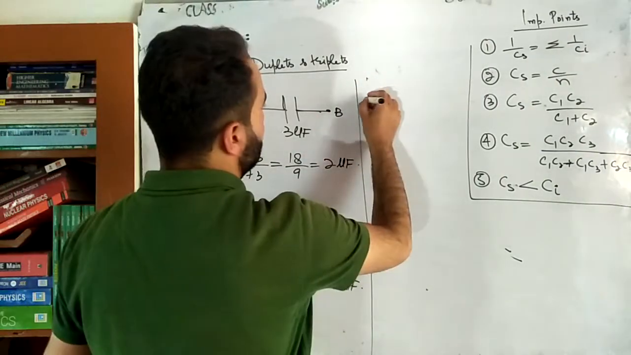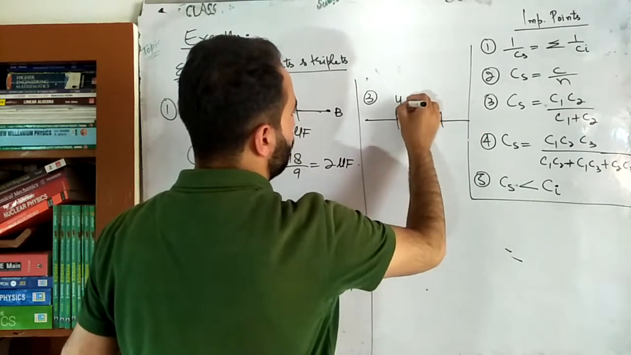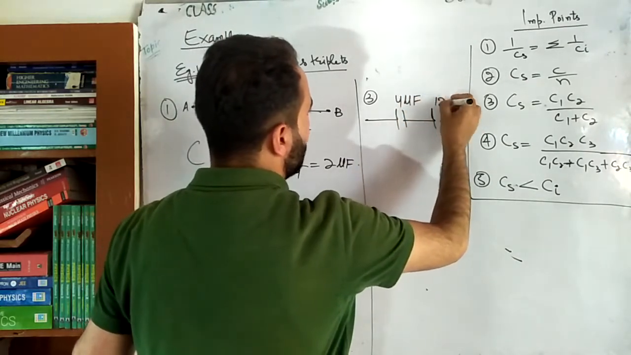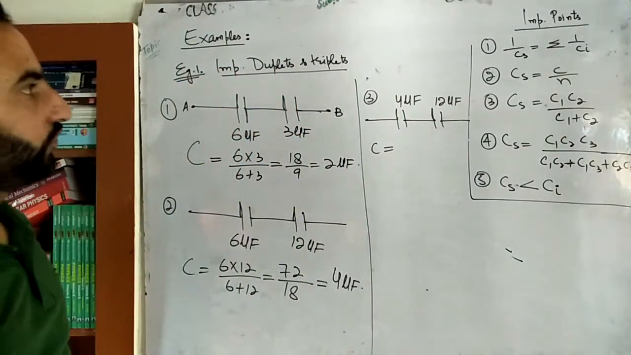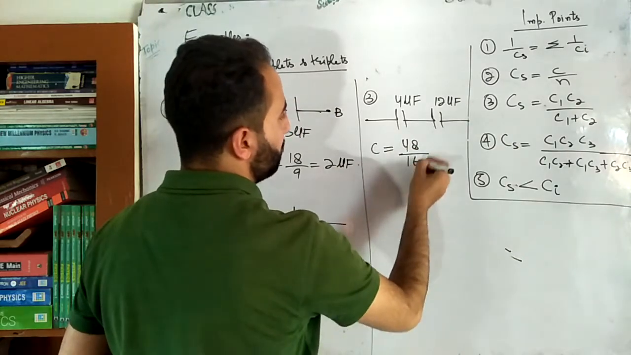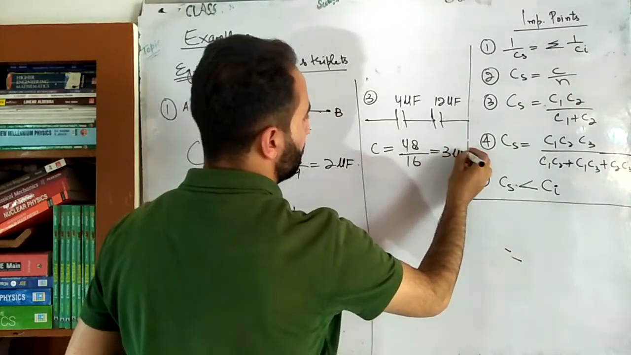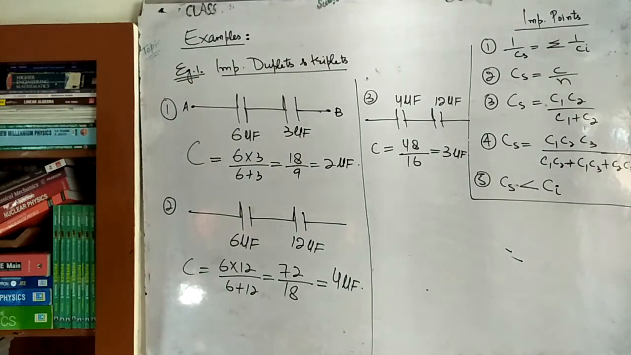There's one more example, example number 3. For example, here we have one capacitor and here another capacitor. This is 4 microfarad and this is 12 microfarad. The equivalent capacitance will again be product divided by sum. 12 into 4 is 48, product 48, divided by 12 plus 4 which is 16. So 16 into 3, that is 3 microfarad. So what will the answer be? 3 microfarad. Okay, beta? So 6 and 3, 6 and 12, 4 and 12, these are important.